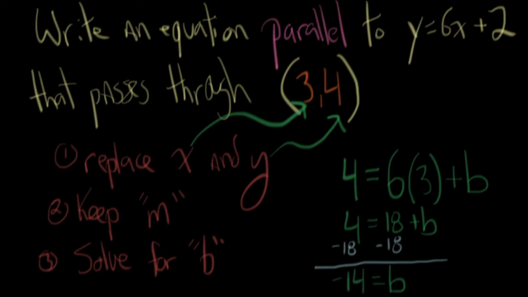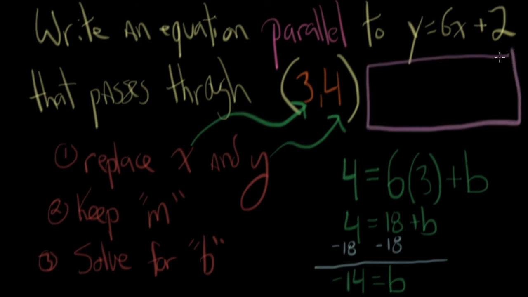So what is my actual equation? So my actual equation is going to go here. It would be y equals still 6x, because we're talking about parallel lines, but my b is going to be minus 14. Okay, so that would be the equation parallel to that goes through 3, 4. Let's see another one.